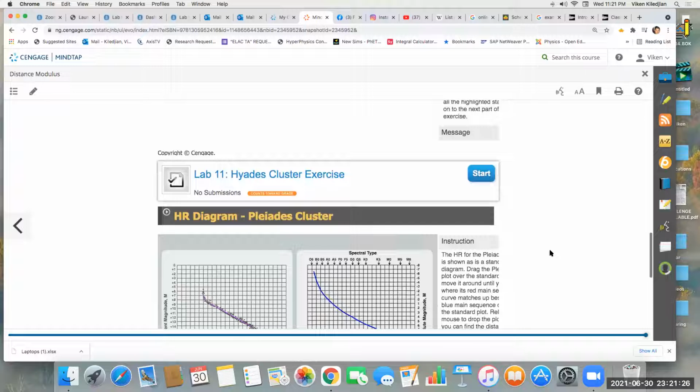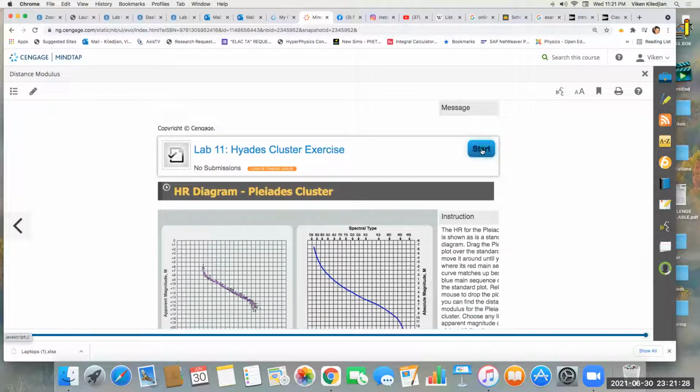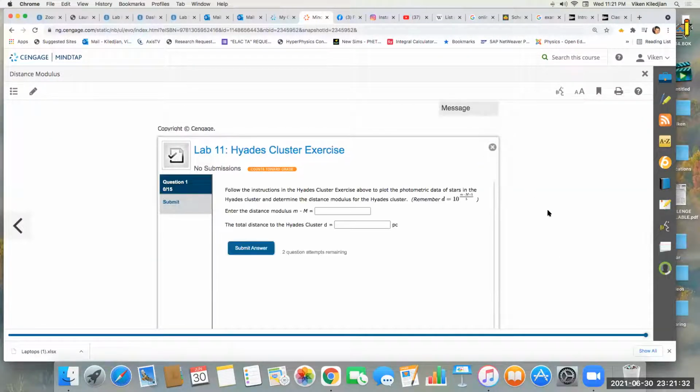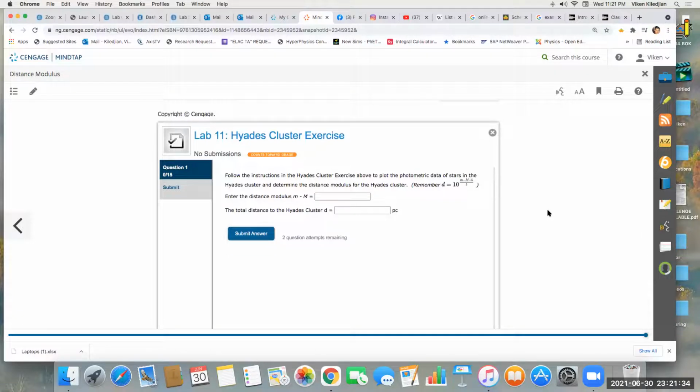Okay, then here, the Hyades cluster exercise. Follow the instructions on the Hyades cluster exercise above to plot the photometric data of stars in the Hyades cluster and determine the distance modulus for the Hyades cluster. Remember, D equals 10.